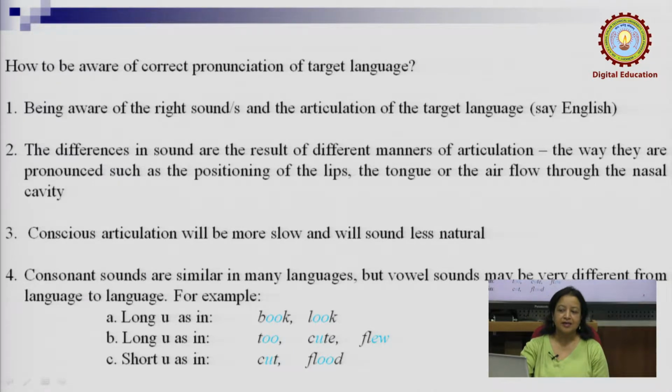There are many ways to spell the same sound. Look at the examples. The long oo. There are 3 ways to spell the same sound. Long oo as in book, look, long oo as in to, cute, flew, short oo as in cut, flood. This is something very difficult for people from other languages to understand about English, that vowel sounds are made in many different ways.